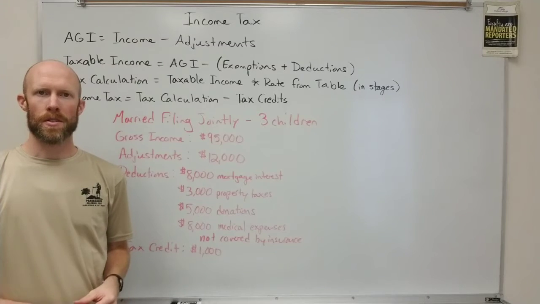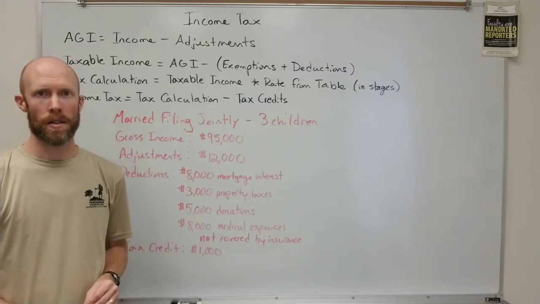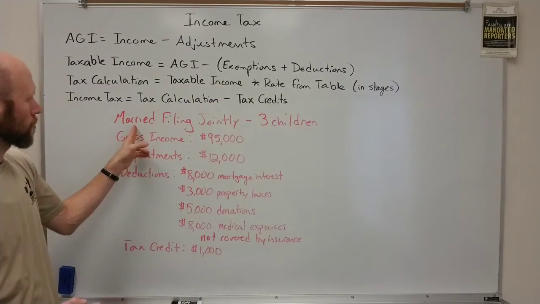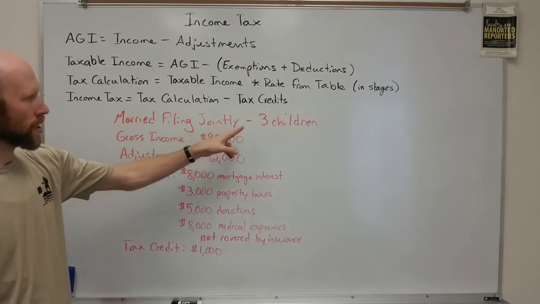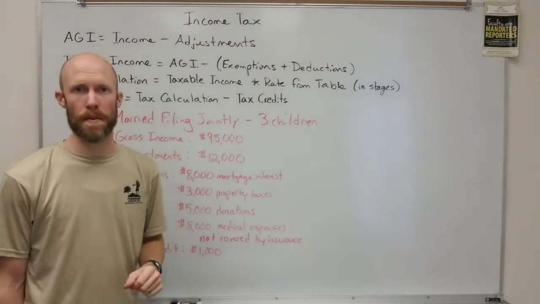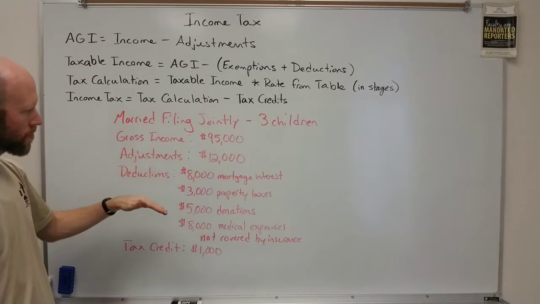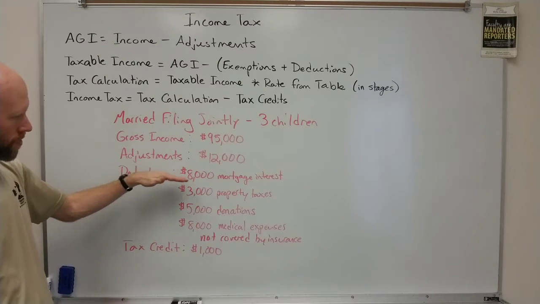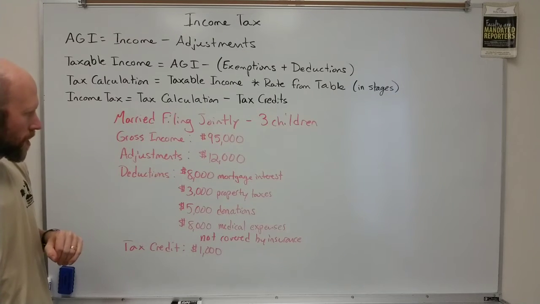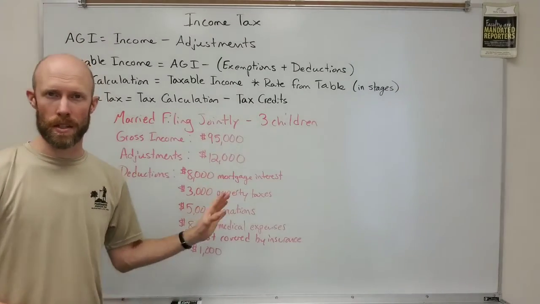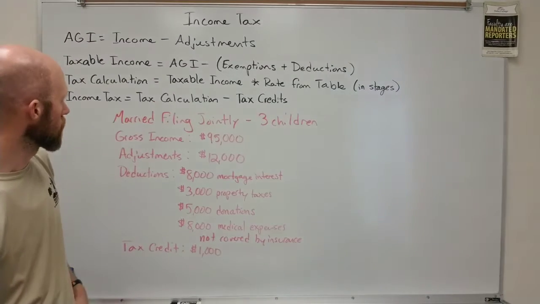So here we have another example of calculating the income tax based upon a family where the couple is married filing jointly and they have 3 children, okay? Their gross income is $95,000, adjustments are $12,000, deductions, we've got a list of them here, and a tax credit in this case as well, okay? So lots of stuff to consider as we go through the calculation.